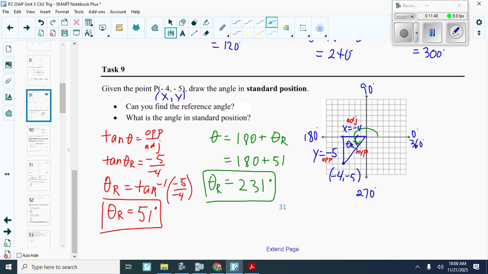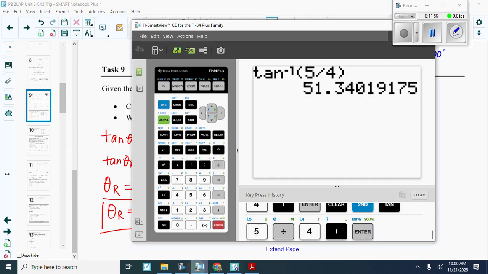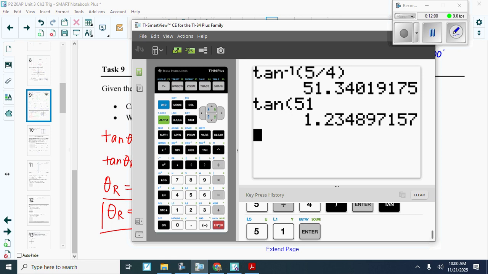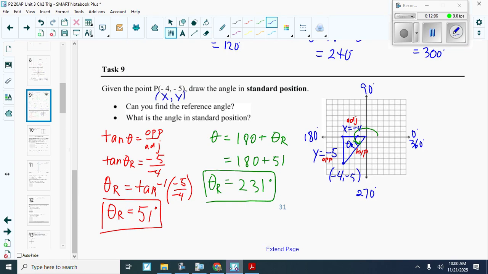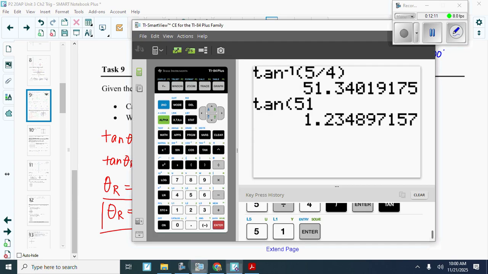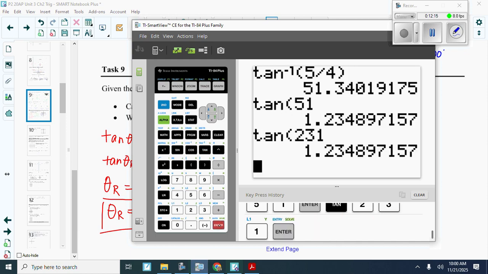Guys, do a quick calculator check. On your calculator, I want you to go tan 51 equals. You should get a decimal, 1.234. Then I want you to do tan 231. You should get the same thing.